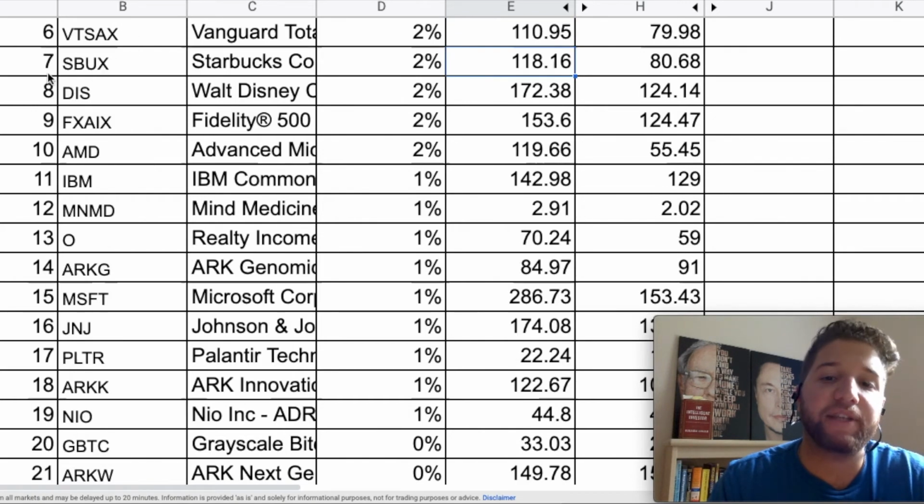Number 6, we got VTSAX, which is a Vanguard total market index fund. I got in around $80. It's up to $110. This is something I've been averaging into. I put some money in every month. I've been doing that for the last 2 or 3 years.